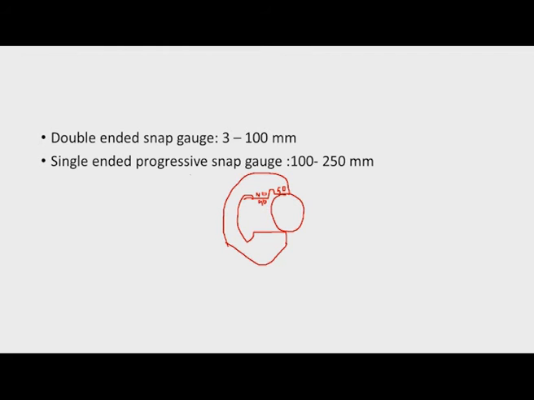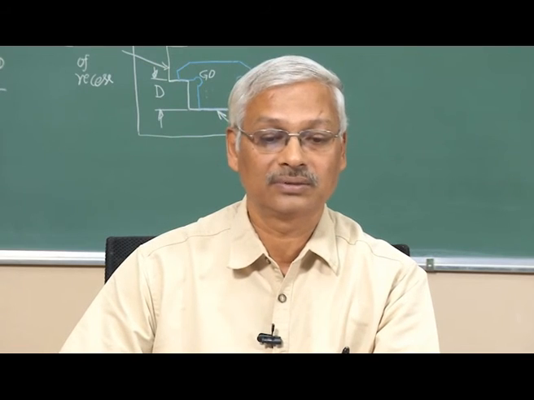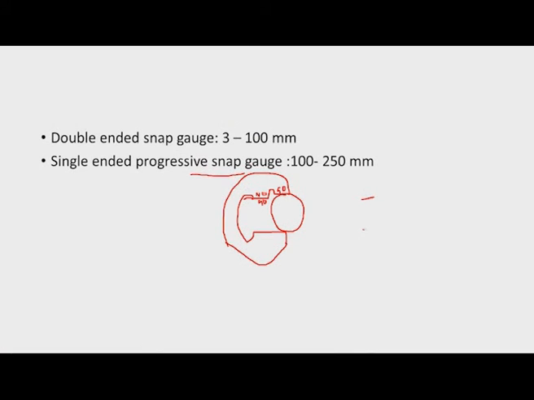So this is a progressive snap gauge, and single snap gauges are also available like this. One for go and similarly one for no go, like that single ended snap gauges are also available, single ended progressive snap gauges are also available.